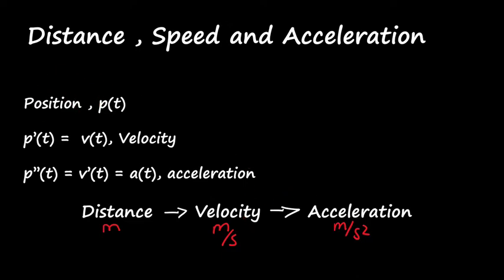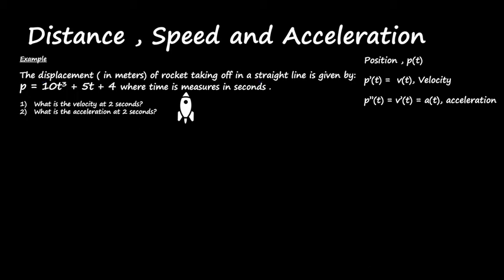Now I'm going to do a real life example to try and give you a clear example of what's going on. So in this example, the displacement in meters of a rocket taking off in a straight line is given by p equals 10t cubed, add 5t, add 4, where time is measured in seconds. So we need to work out what the velocity is at 2 seconds, and then what the acceleration is at 2 seconds.